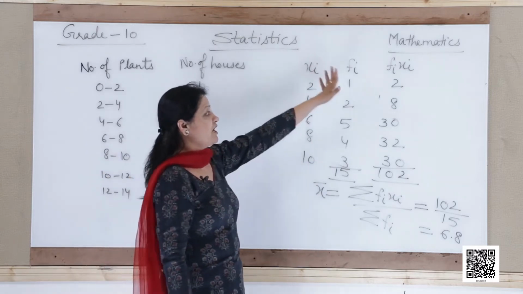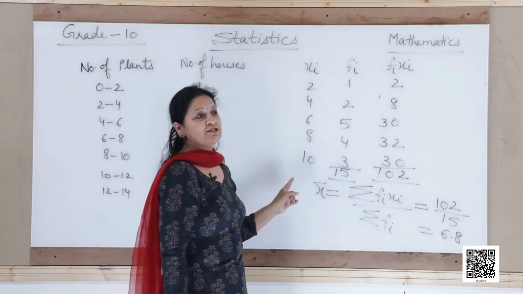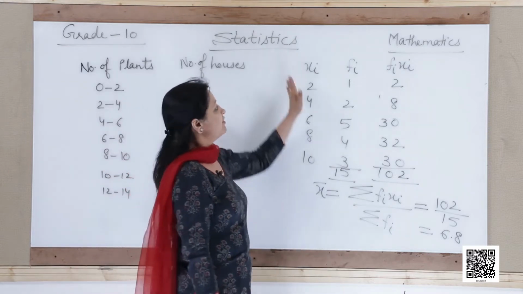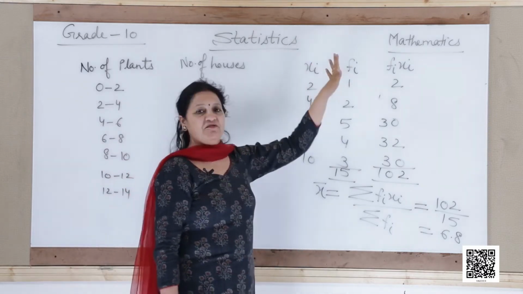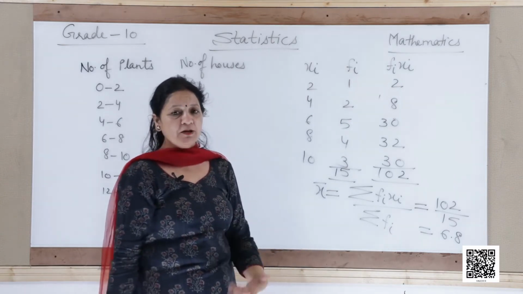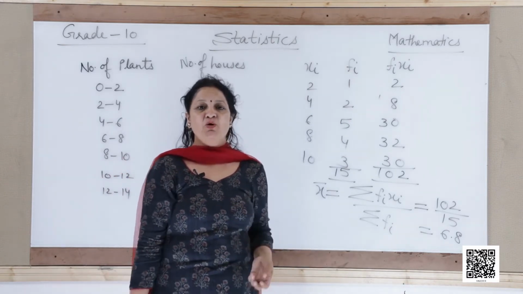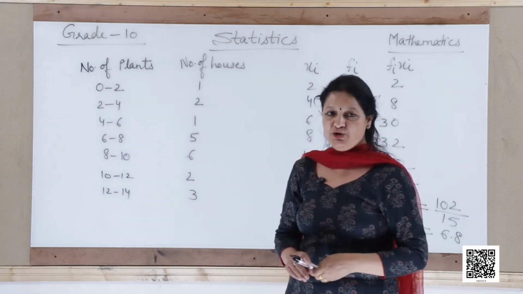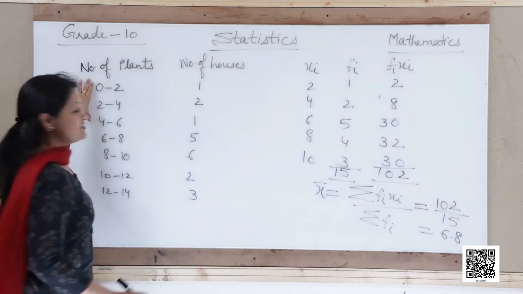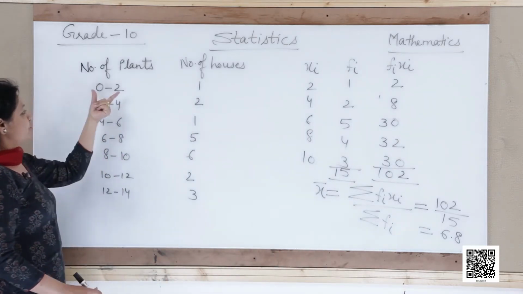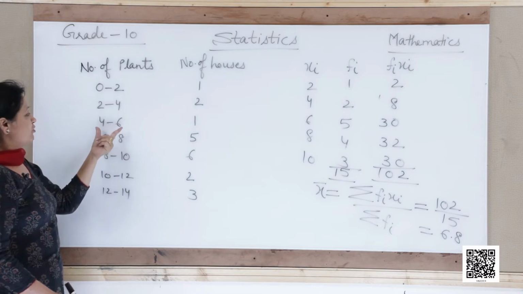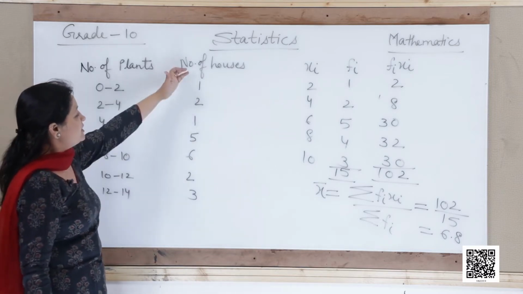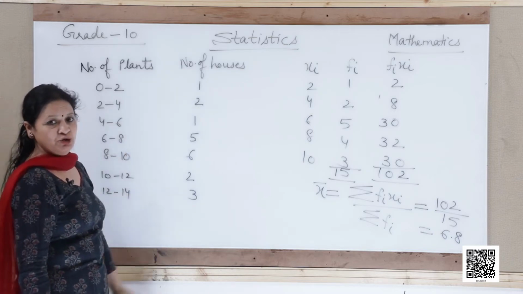This also you have done in 9th class, and this particular method is known as the direct method, where xi is also given and fi is also given. Now let's take one more example where xi is not given but class intervals are given to you. For example, now here you can see that class intervals are given to you: 0 to 2, 2 to 4, 4 to 6, 6 to 8 and so on, and number of houses, which means frequency, is given to you.